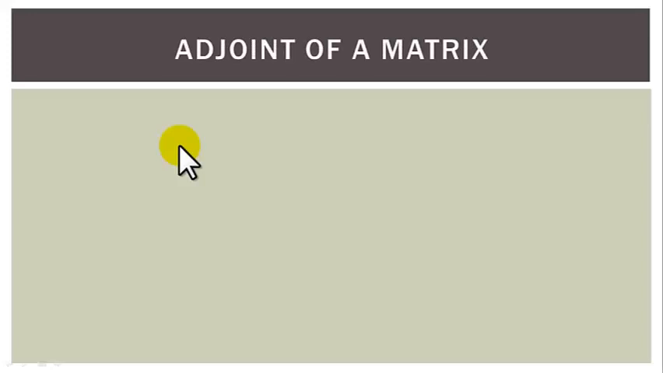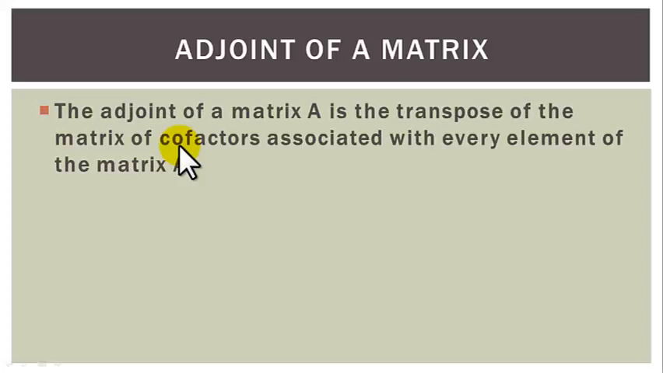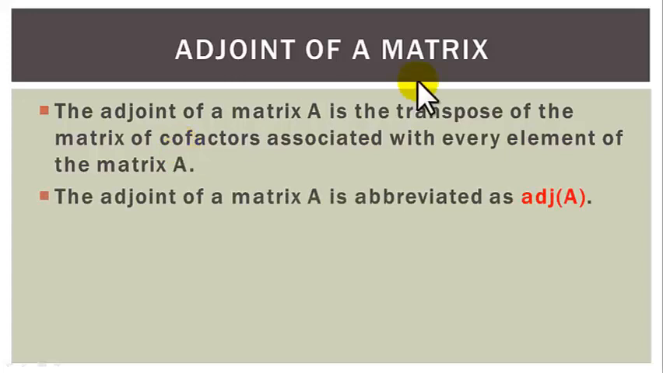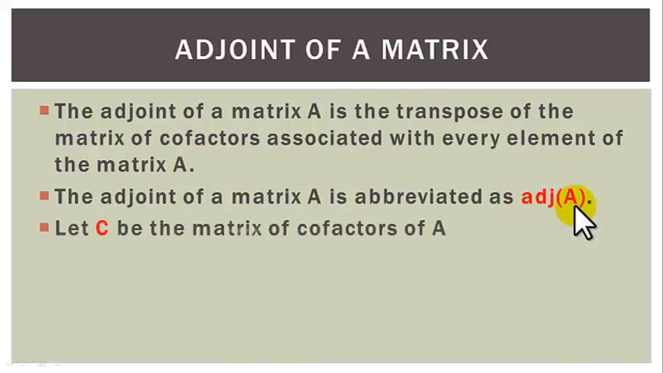The adjoint of a matrix. The adjoint of a matrix A is the transpose of the matrix of cofactors associated with every element of the matrix A. The adjoint of a matrix A is abbreviated as ADJ in bracket A. Let C be the matrix of cofactors of A. Then the adjoint of A is equal to C transpose.